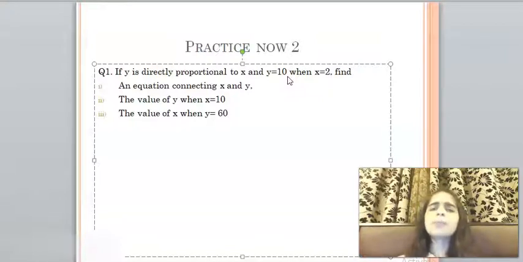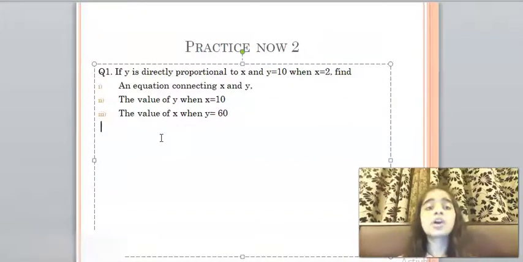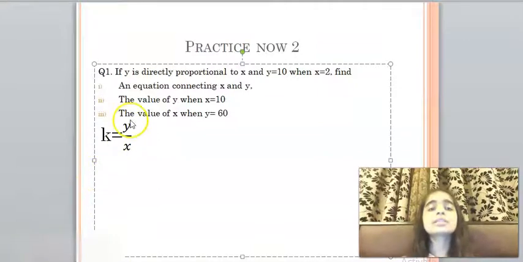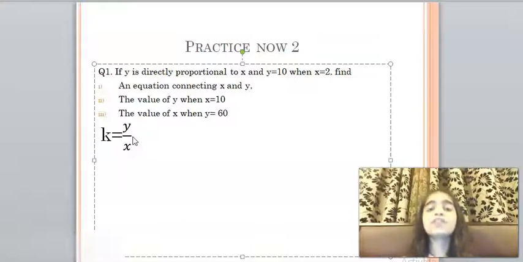Now, if you remember from my last video, I told you a connection between them. Yes, what did I tell you? I told you that there is a constant k. So k equals y upon x. That is how we find the constant ratio. And this is how we will find our equation. So let's first find the constant ratio.